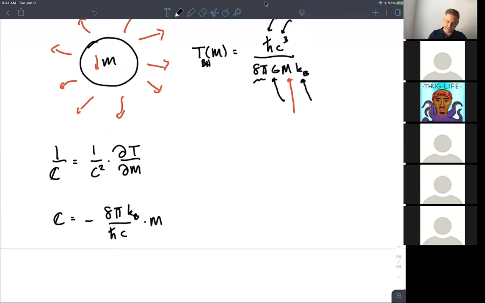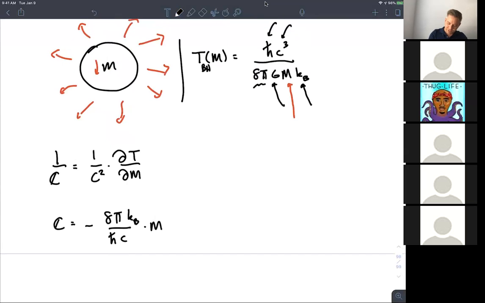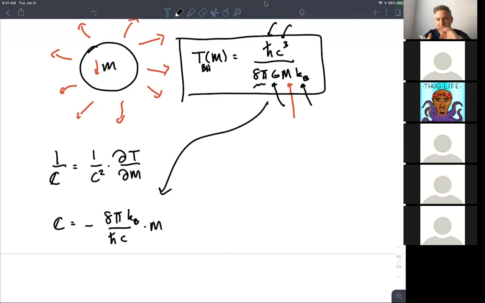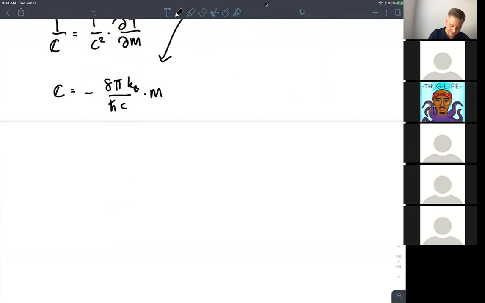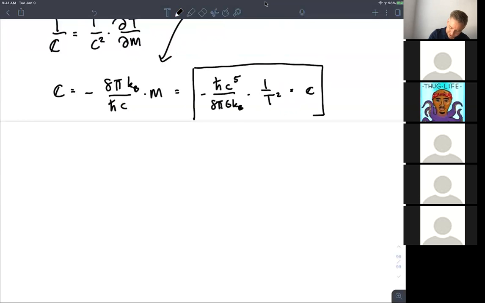And then what we can do is use our original formula up here and replace the mass with the temperature. So we just essentially take that formula and invert it in order to get the mass in terms of the temperature. And when you do that, you will get this: minus h bar c to the 5th over 8 pi G kB times 1 over T squared. So that is the specific heat of a black hole. As you add mass into it, and as you're adding energy into it, this tells you how the temperature changes.